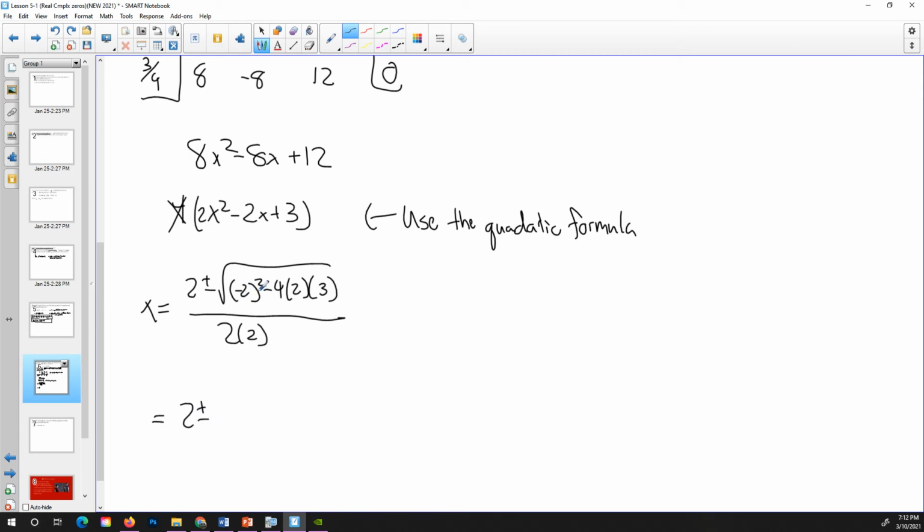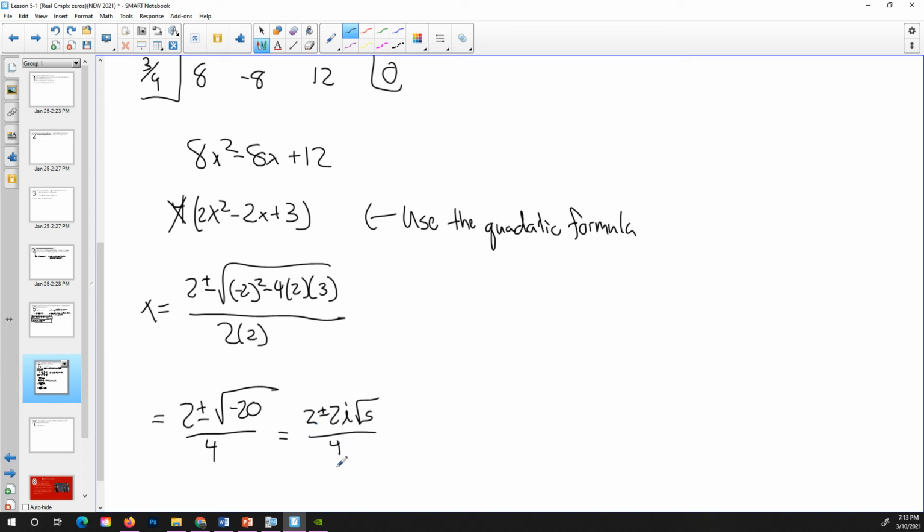Negative 2 squared is 4. Negative 4 times 2 is negative 8. Negative 8 times 3 is negative 24. 4 minus 24 is the square root of negative 20 all over 4. Now, negative 20, because of the negative, I'll have an i. And then 4 divides 20 five times. So if I take the square root of 4 off, 2, so this becomes 2 plus or minus 2i square root of 5 all over 4.